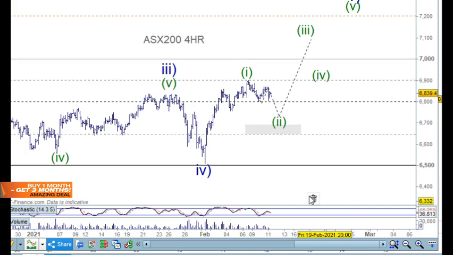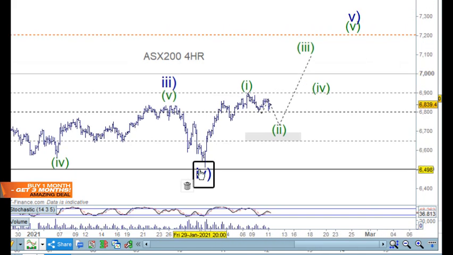Starting with the ASX on the 4-hour chart. As you know, we've been looking for wave 4 here and then going up for wave 5, looking at 5 waves of 1, 2, 3, 4, 5. So we'd called this top in here and we're looking for an A wave, a B wave and a C wave here for wave 2, and then moving up for wave 3. So that's where we are at the moment.